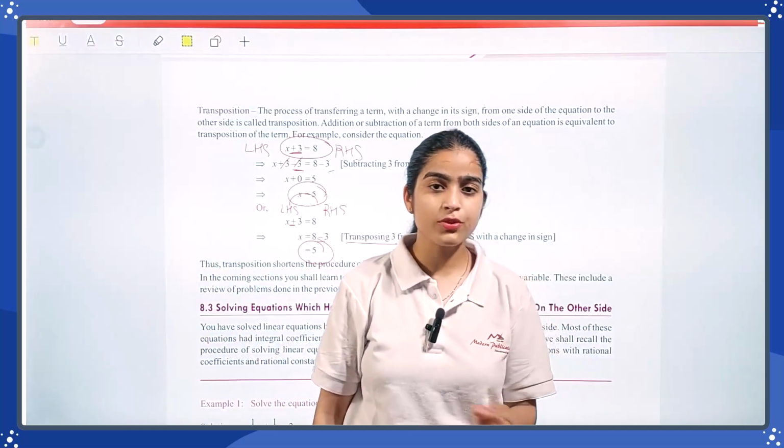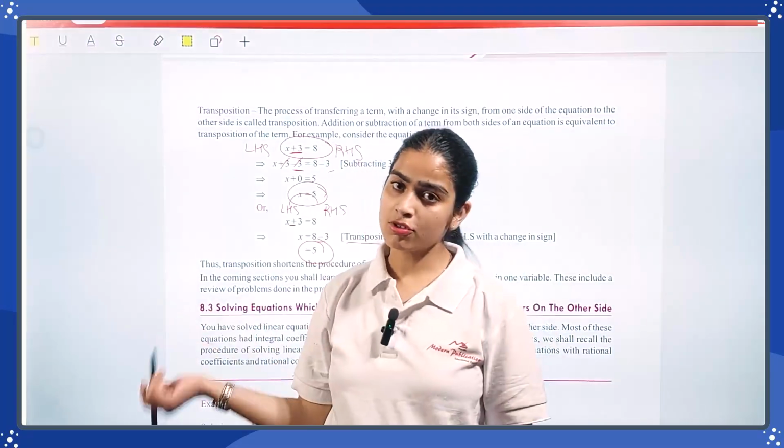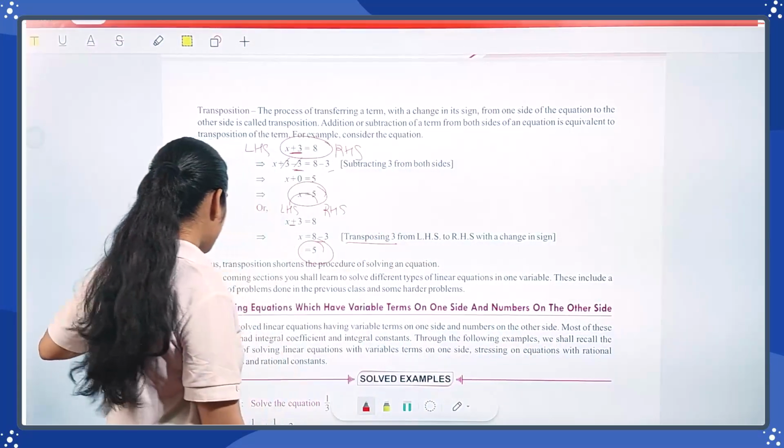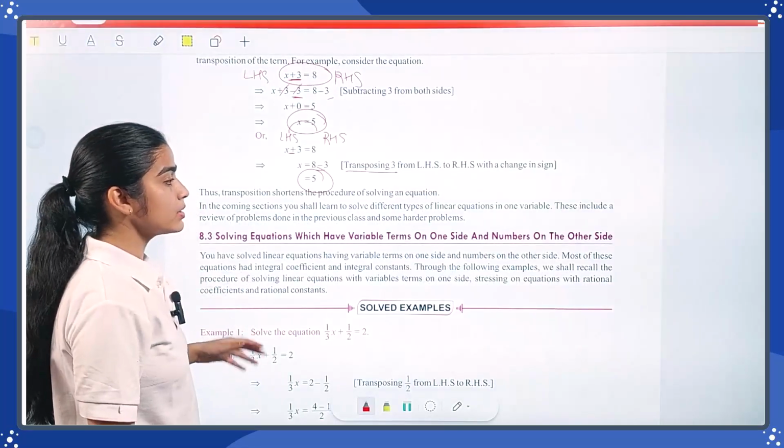So it's totally up to you. Whichever method is suitable and easy for you, opt for that and solve your equation. Now, solving equations which have variable terms on one side and numbers on the other side.